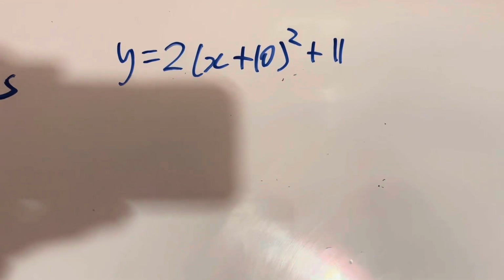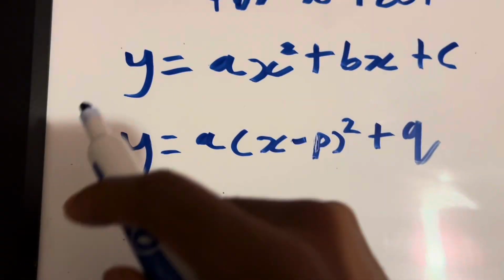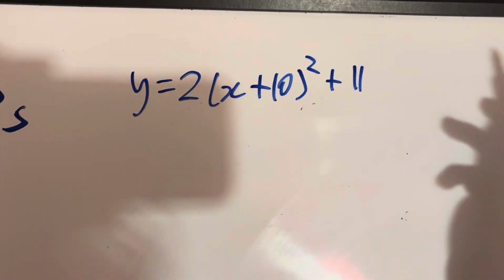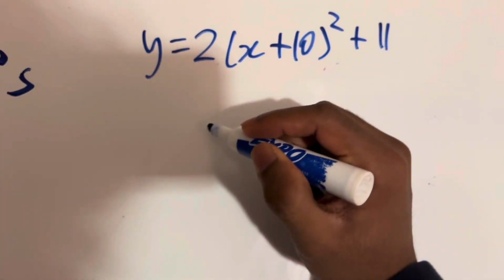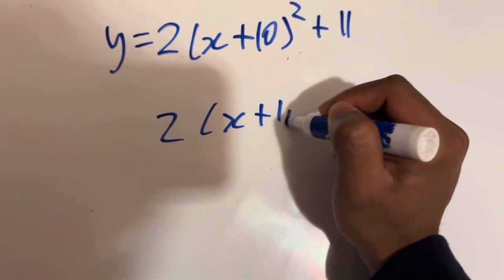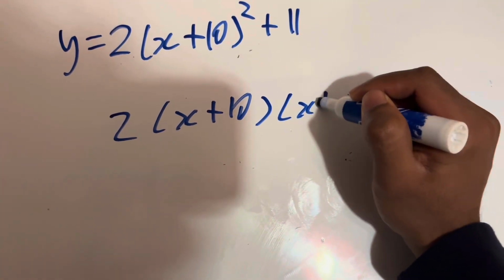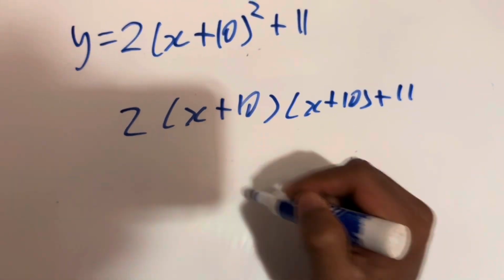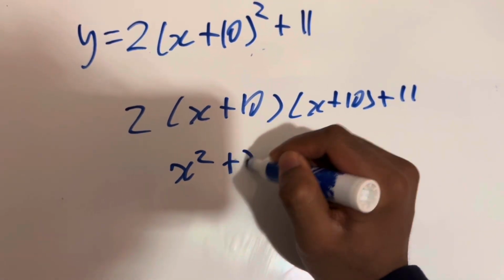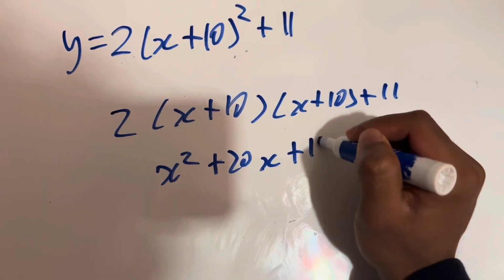All right, now I'm going to teach you how to go from vertex form to general form. And this is super easy. Just want to factor everything out. So that means just 2x plus 10, and because it's squared, x plus 10 again, plus 11. Let's factor this, so that'll be x squared plus 20x plus 100.